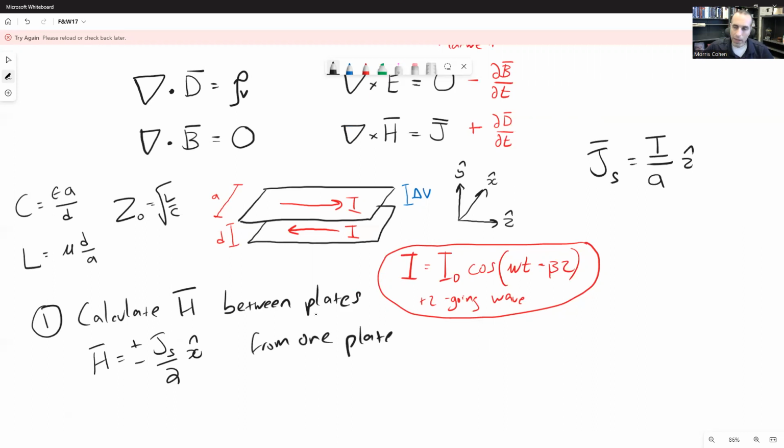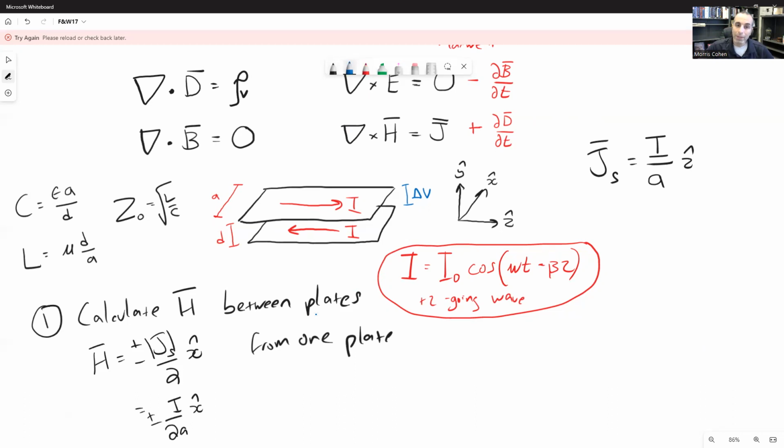All right. In this case, this Js is just a magnitude. So this H, we're going to rewrite as I over 2A in the x direction, and that's a plus or minus, because this again is an absolute value right here. All right. Now this is again the magnetic field from one plate.